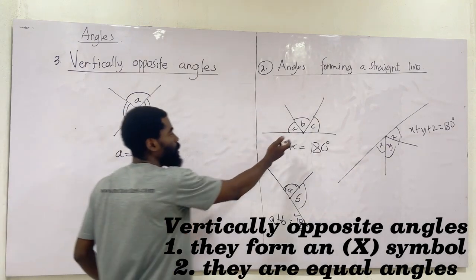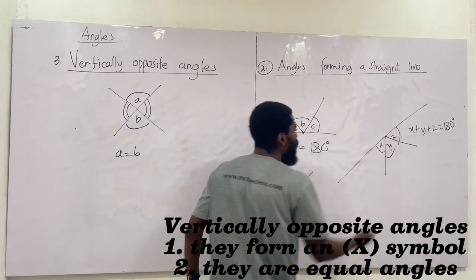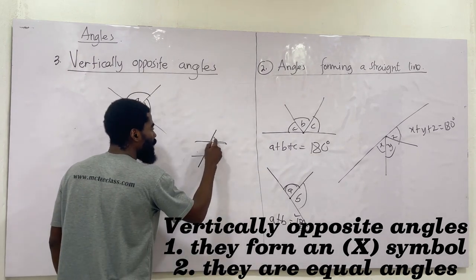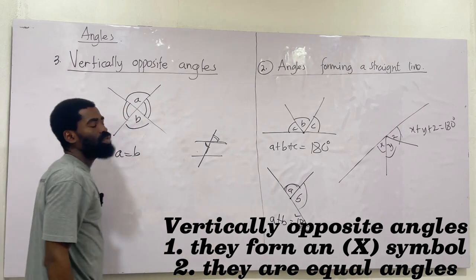How do I also know this? If I don't see any X symbol, it will not work. But if a diagram is drawn for you and you see an X symbol, then the angle here must work with the angle there. That's how we do angles.